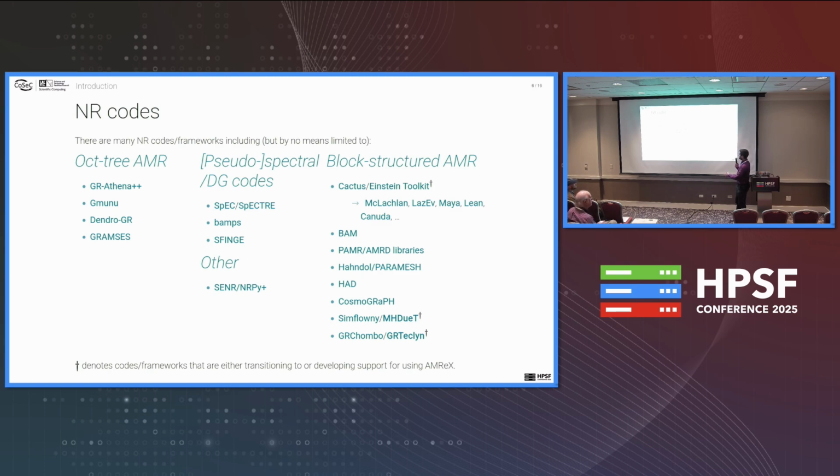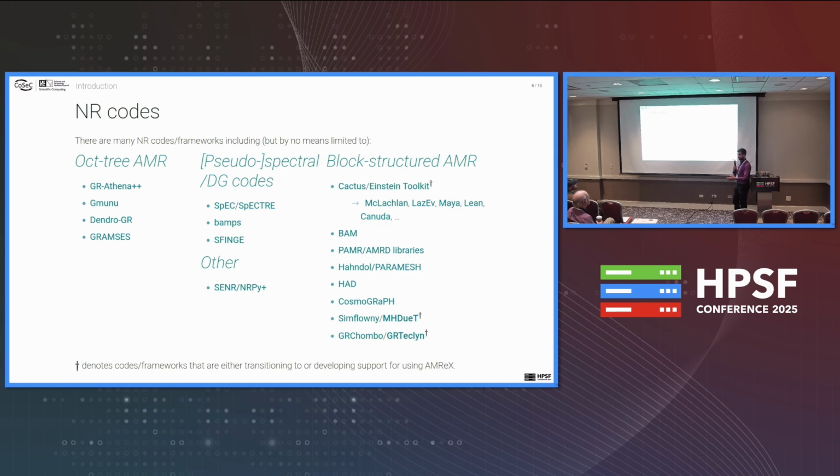The main ones that I've indicated with this dagger are codes that are transitioning to or developing AMReX frameworks. Transitioning and developing support for using AMReX as their AMR backend. So one of the big ones is definitely the Einstein toolkit, which is based on the Cactus framework. And there's many codes that use this, but it's a framework, so there's lots of different codes. And they're transitioning to AMReX using a thing which they're calling GRTeclyn.